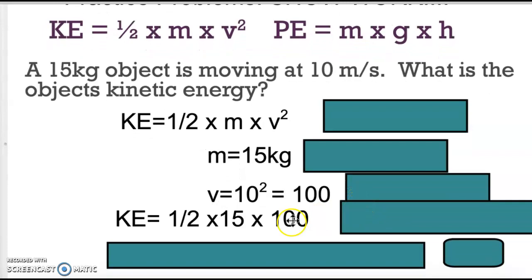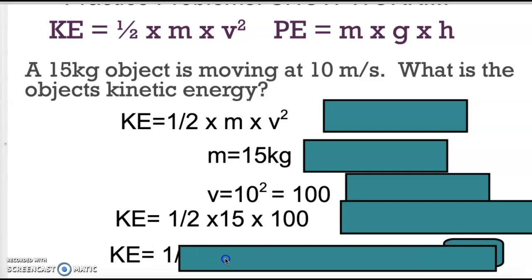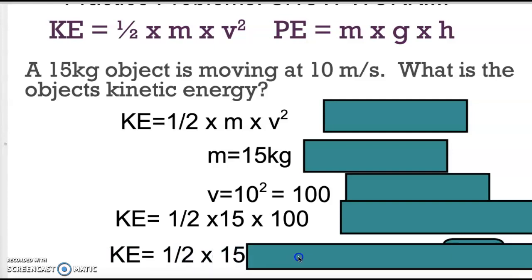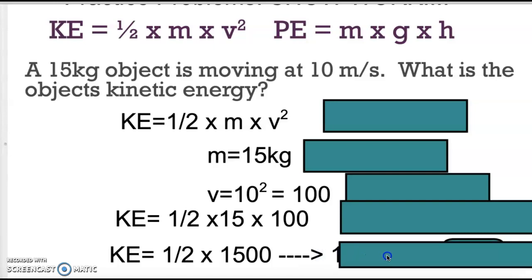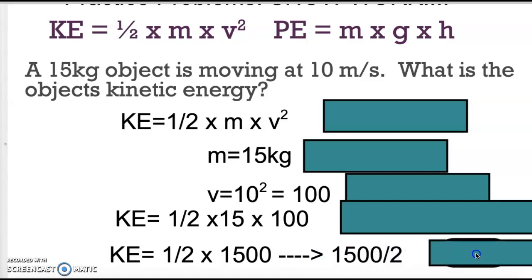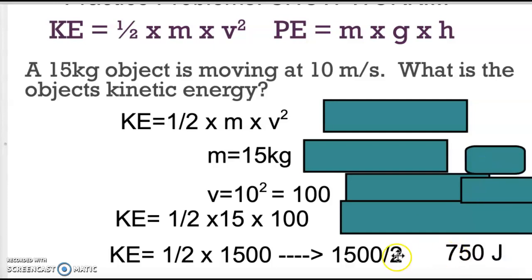Now, the best thing to do is to multiply your m and your v number first. So do 15 times 100 to get that number combined. So now it's KE equals 1/2 times 1500. You can either divide 1500 by 2, or multiply it by 0.5, however you want. But if you do 1500 divided by 2, you should get 750 joules. That's how much kinetic energy is in an object that has a mass of 15 kilograms and is moving at 10 meters per second.